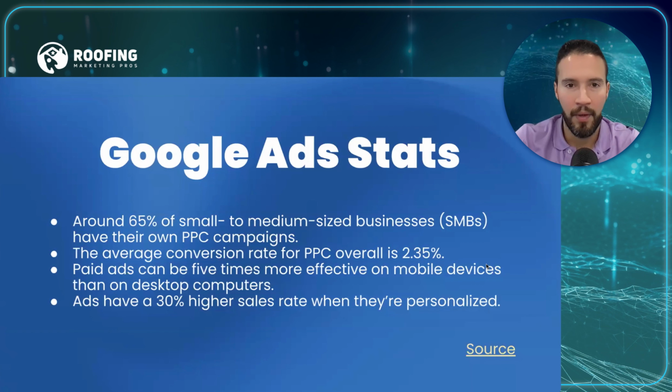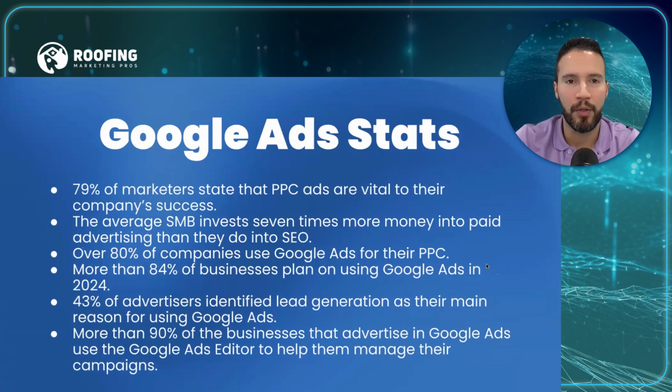Other stats are 79% of marketers say Google Ads are vital to their company's success. The average small business invests 7 times more money in paid advertising than they do in SEO. That's our experience. More roofing companies are doing paid ads instead of SEO, because with paid ads it's more instant gratification, right? You get a return on your investment quicker. In our experience, the clients that do both at the same time get the best results on Google Ads and also SEO, right? They work hand in hand.